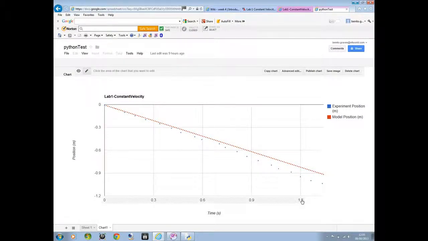So we can see at 1.2 seconds my football in the experiment has gone around 1 metre in the negative x direction, whereas in the model it only went around minus 0.8. So we can see it's a bit off. The only thing I can suggest about that is maybe it was accelerating. There might have been a net force on it, and it wasn't travelling at constant velocity, which is something that I could improve on.